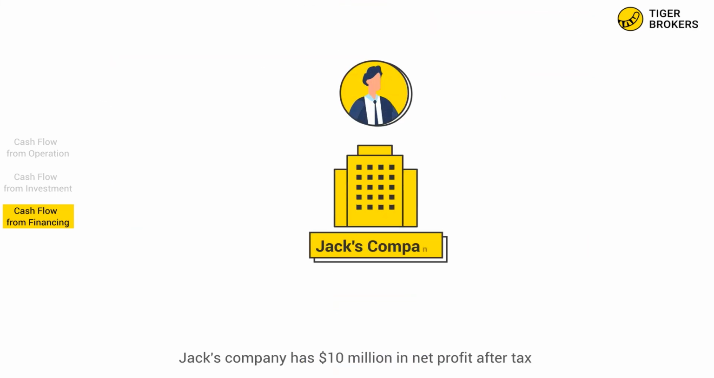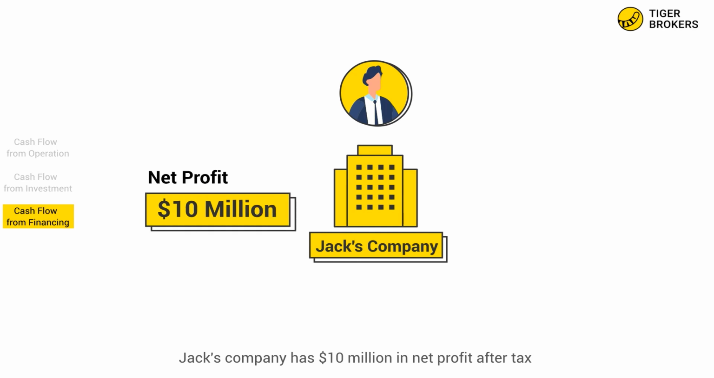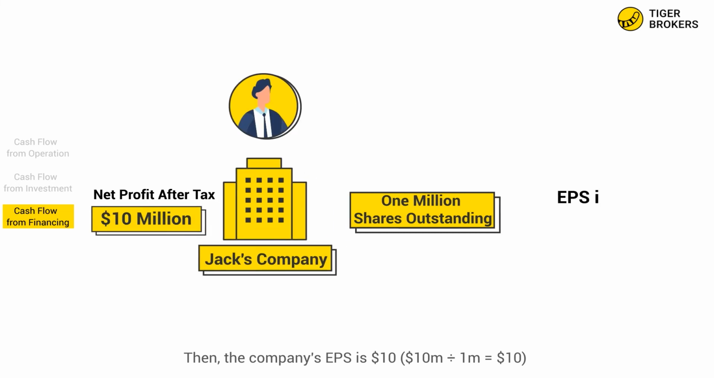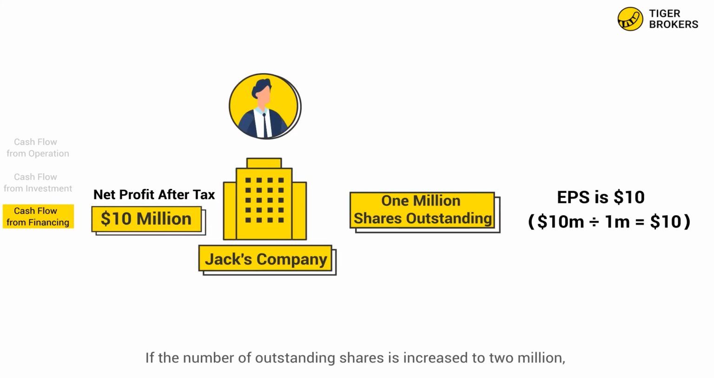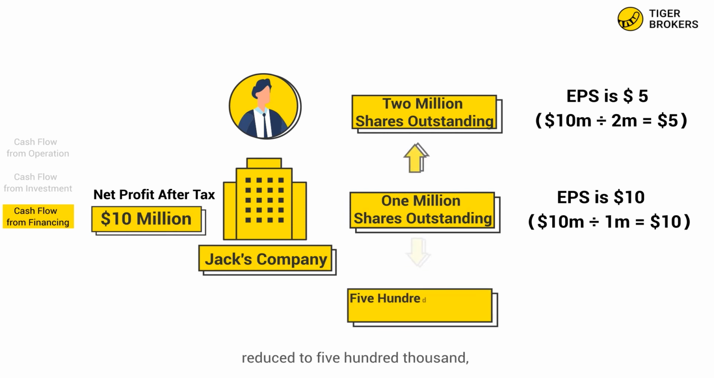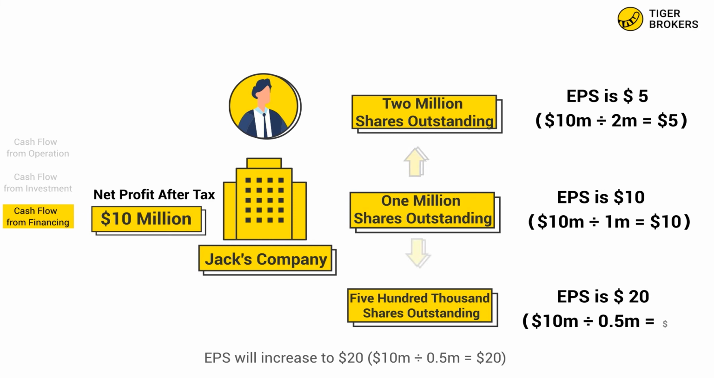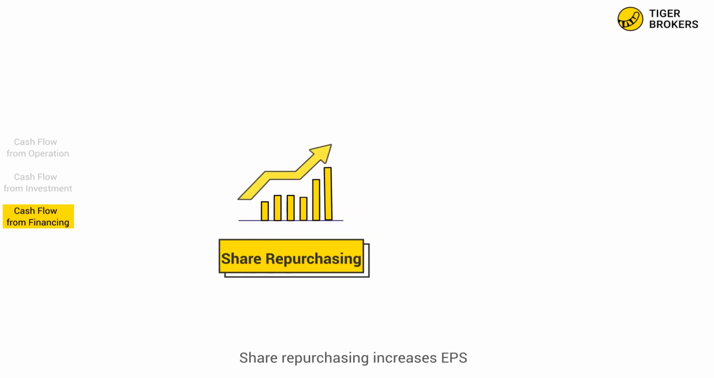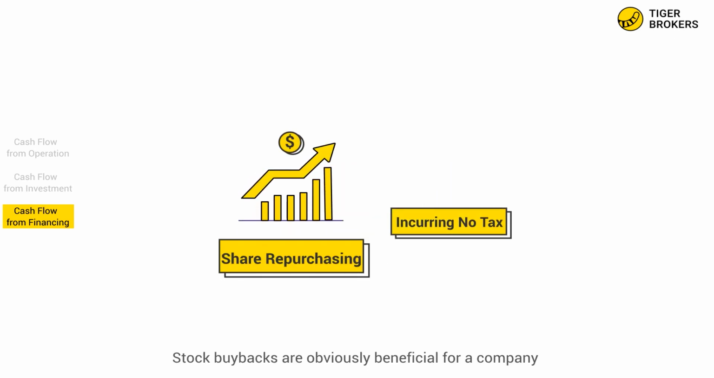Here is an example. Jack's company has $10 million in net profit after tax and 1 million shares outstanding. Then, the company's EPS is $10. If the number of outstanding shares is increased to 2 million, EPS would decrease to $5. Similarly, if the number of outstanding shares is reduced to 500,000, EPS will increase to $20. The smaller the number of shares outstanding, the higher the EPS. Share repurchasing increases EPS while incurring no tax on the company. Stock buybacks are obviously beneficial for a company.